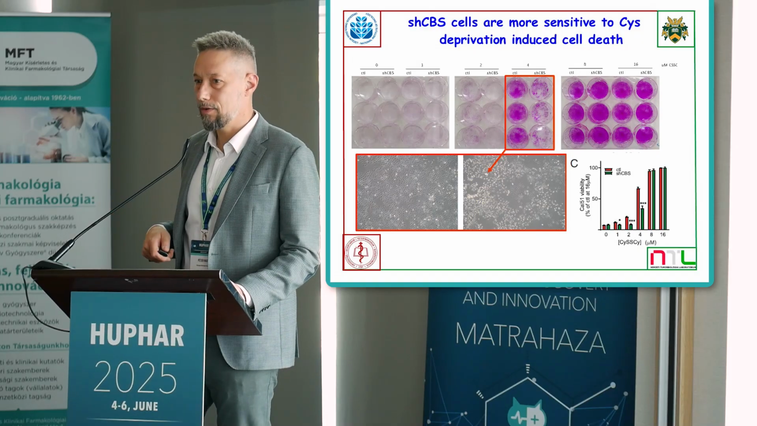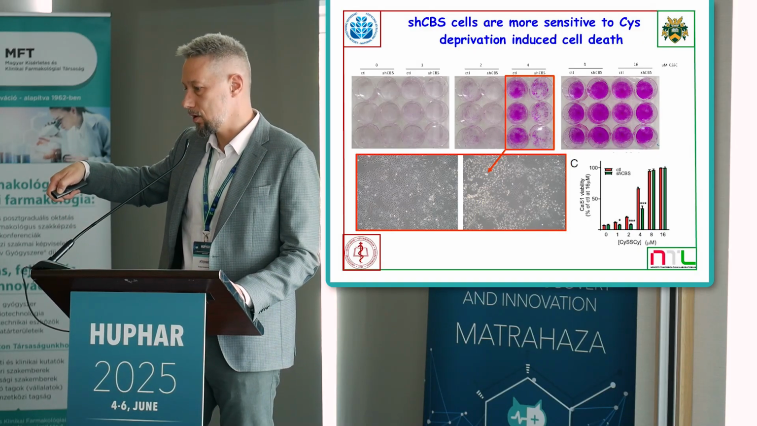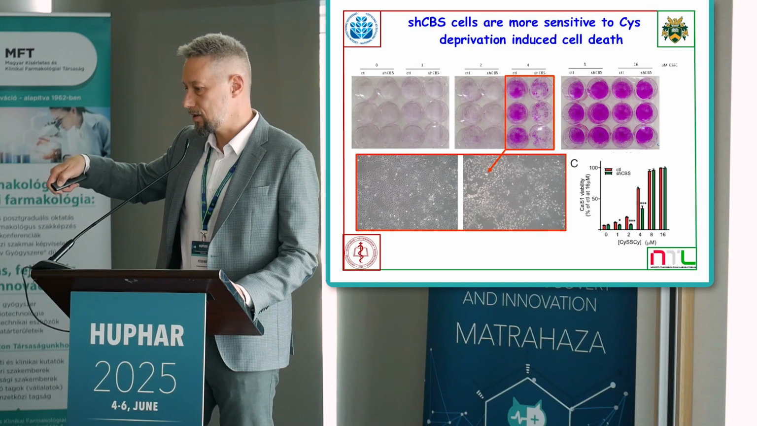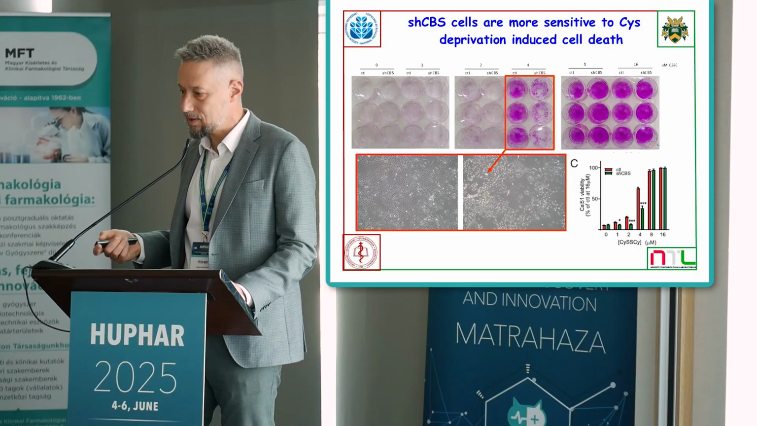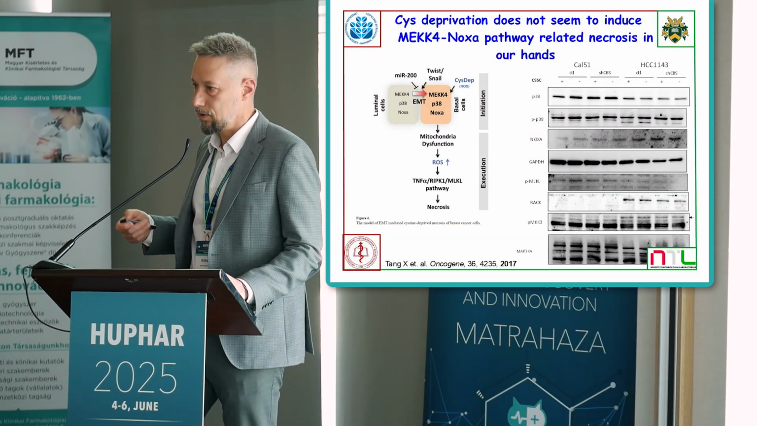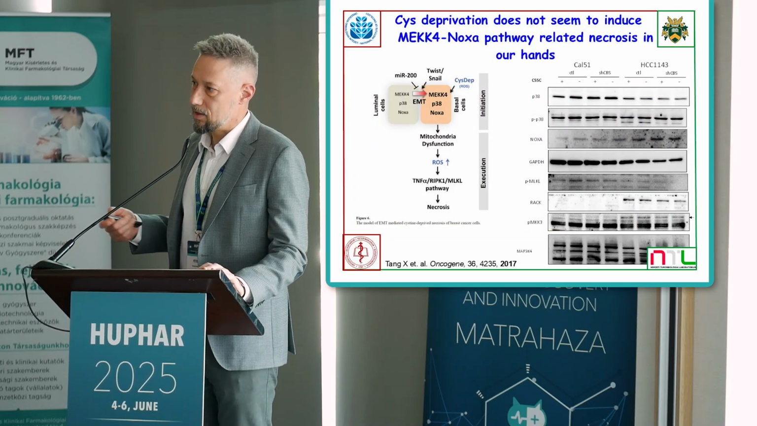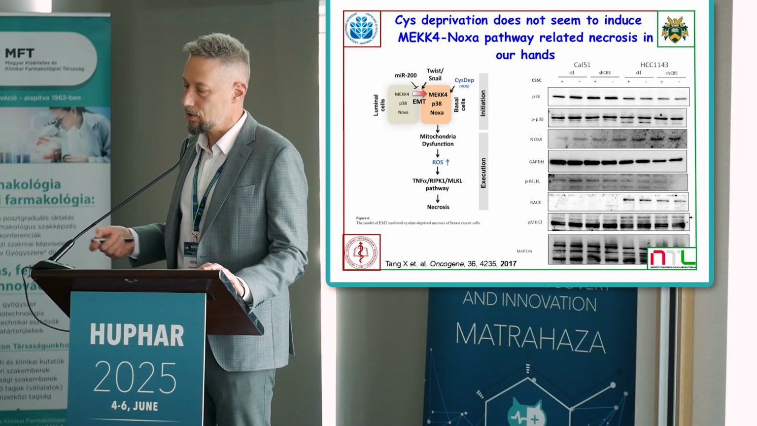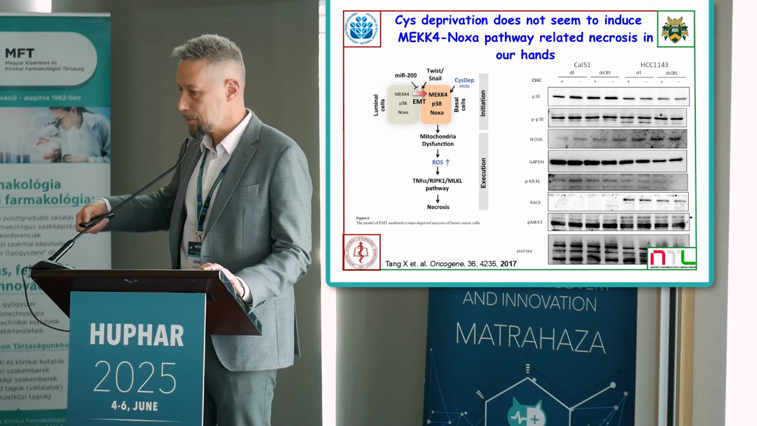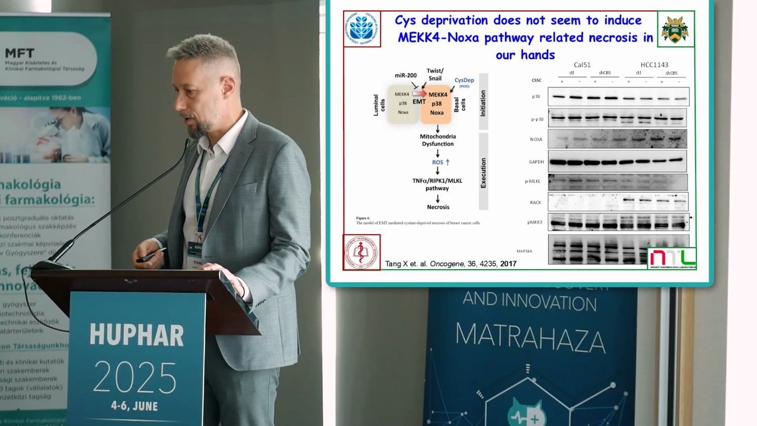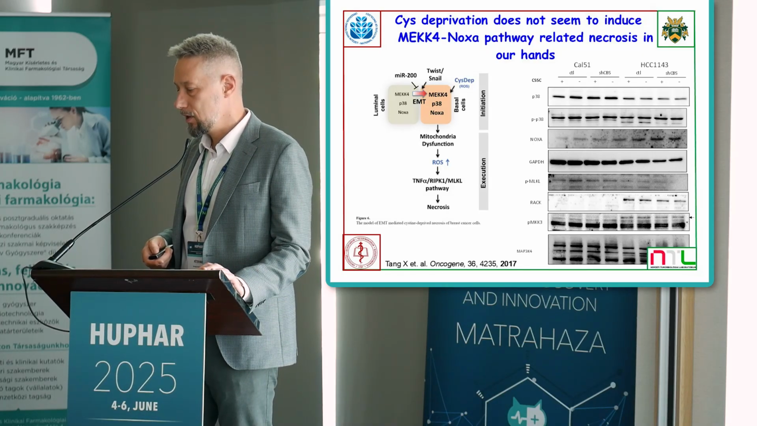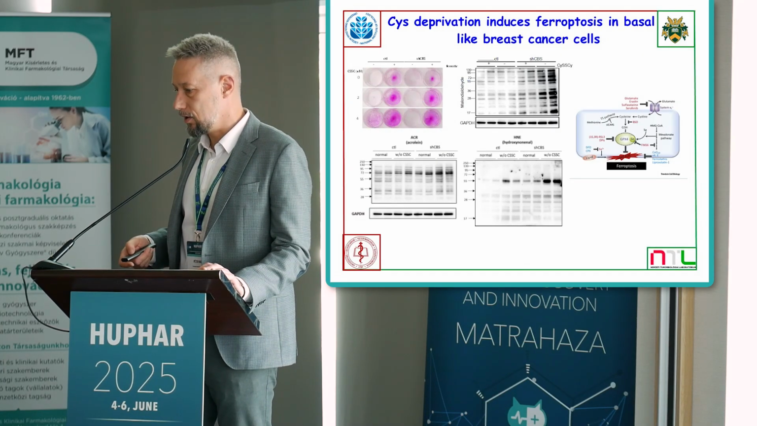When we took cysteine away from the medium, of course, what we saw was that they were very sensitive, as published before, to cysteine deprivation, but the CBS knockdowns were more sensitive than the wild types, which makes sense if you think in terms of the fact that CBS is a transsulfuration enzyme which is needed for cysteine production. However, we failed to repeat these experiments that were published before, and in our hands, cysteine deprivation did not induce a necrotic cell death by this pathway.